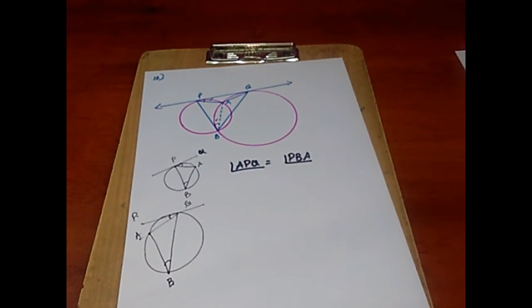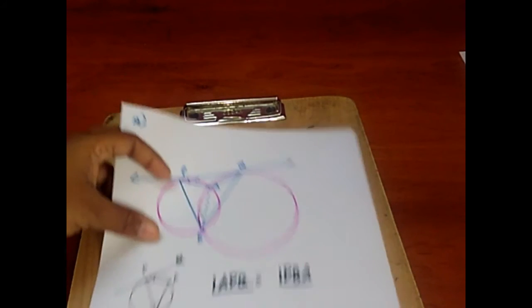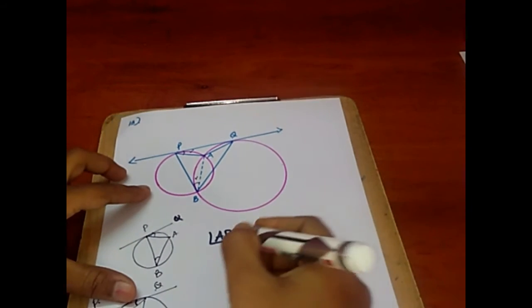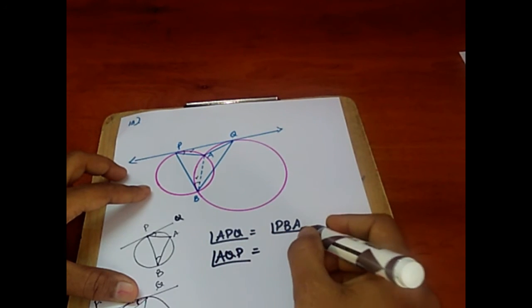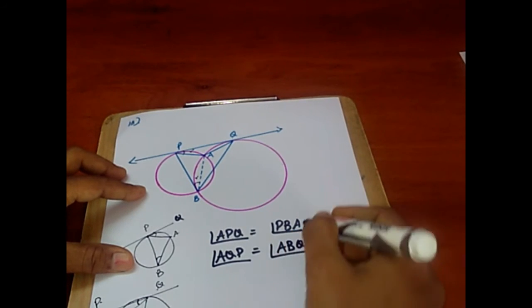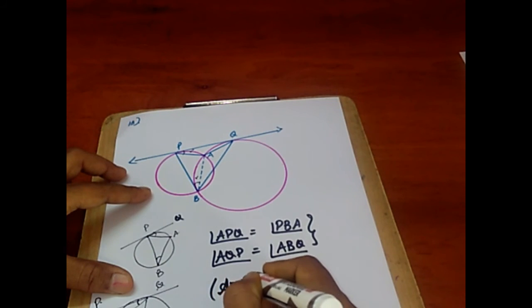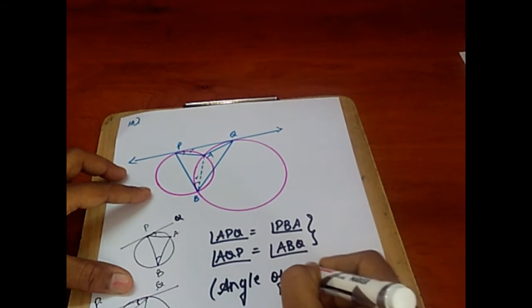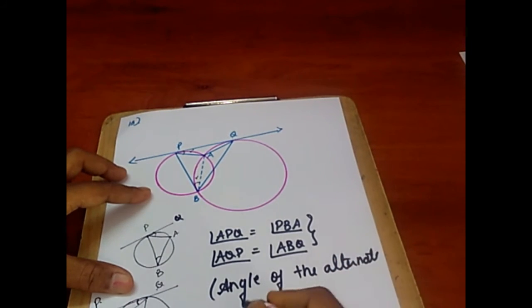So I hope you got the second diagram also. That is the big circle with the tangent at the point Q. Let us write this as result number 2. Angle AQP is equal to angle ABQ. For both the results, the reason is angle of the alternate segment.